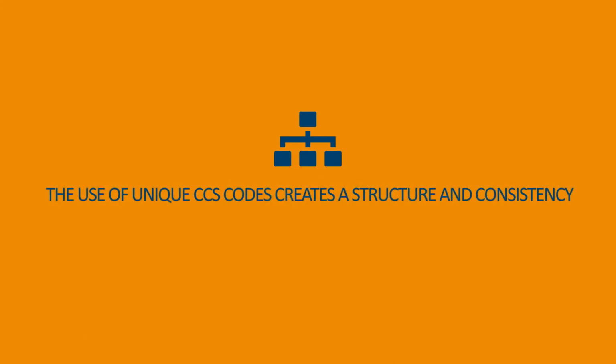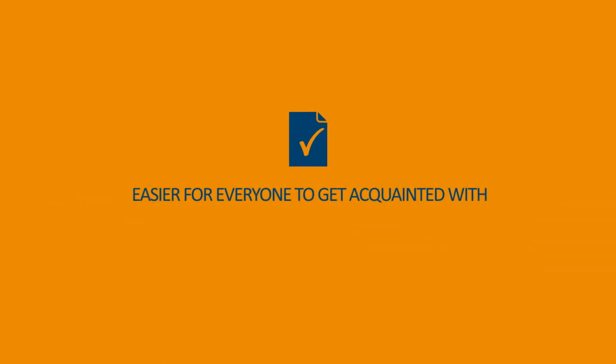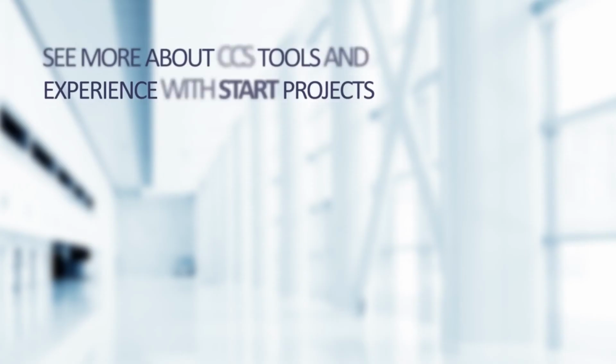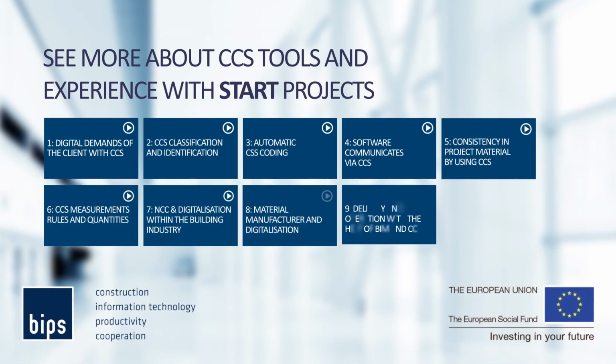The use of unique CCS codes creates a structure and consistency throughout the project's material and documentation. Structured and unique material is easier for everyone to get acquainted with and be able to evaluate. It requires less work to apply the CCS codes than you think, and it creates an added level of quality assurance. See more on CCS tools and experience with START projects in our other videos on bips.dk.